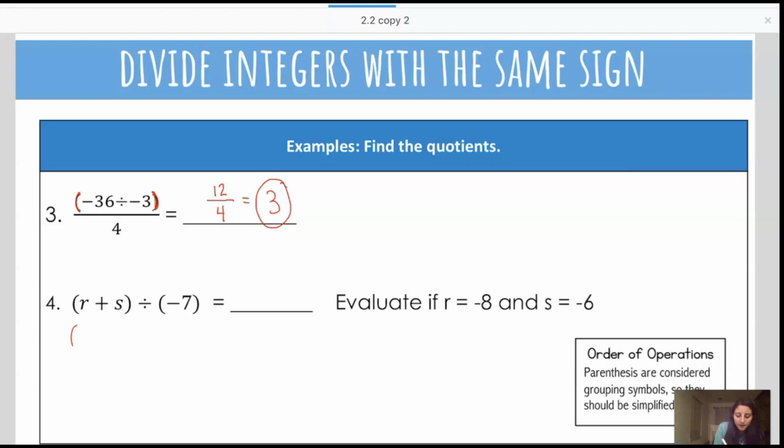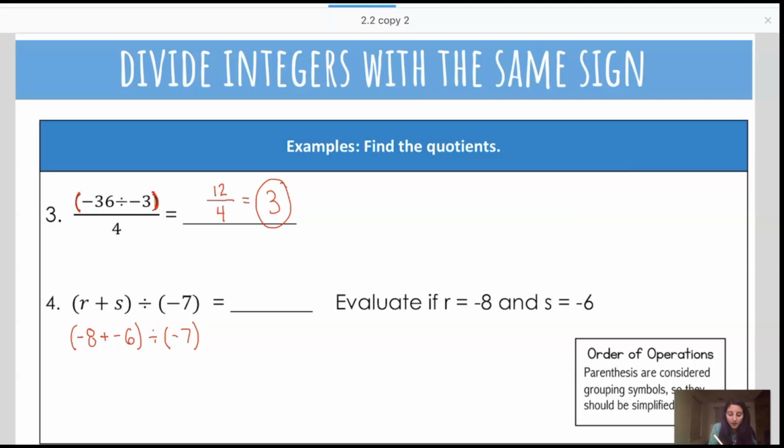So I'm going to rewrite it, and instead of R, I'm going to write my negative 8, because that's what they tell me R is, and then plus S, and S they tell me is negative 6. So instead of writing S, I'm going to put negative 6. And then I have to copy down the rest, which says divided by negative 7.